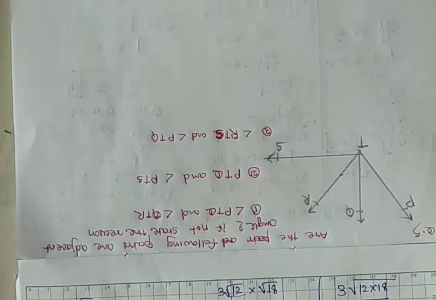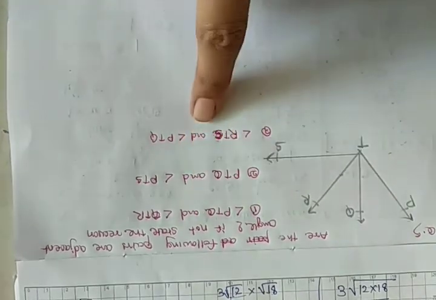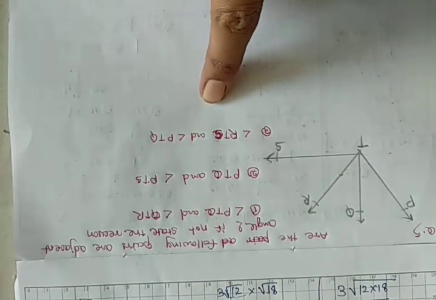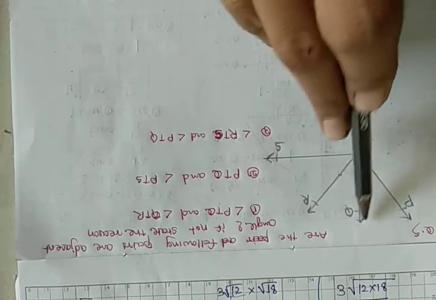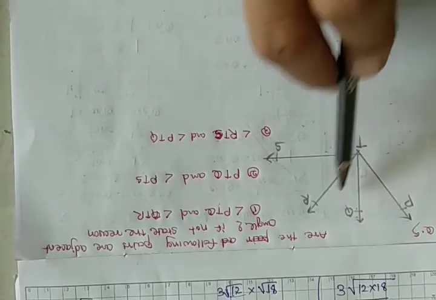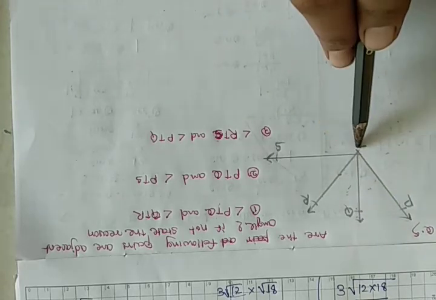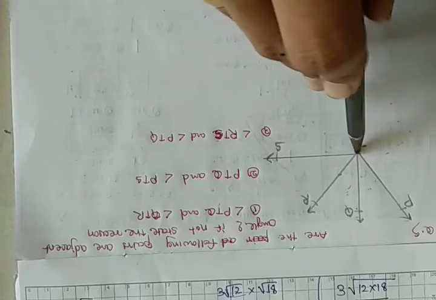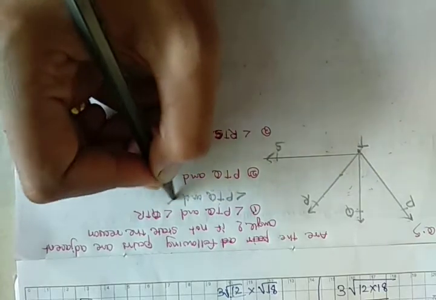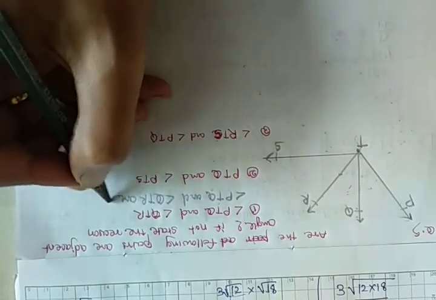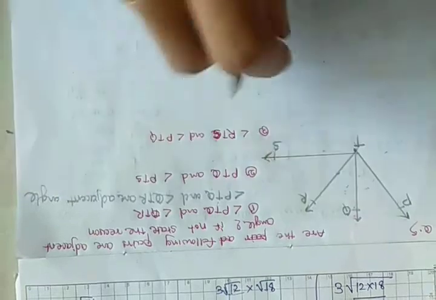See question number 5. In the adjoining figure, some pairs are given here. State which of the following pairs are adjacent angles. If not, then state the reason. Let's see the first pair. Angle PTQ and angle QTR. Are they adjacent angles? Yes, because QT is a common arm and T is a common vertex. So PTQ and QTR are adjacent angles.